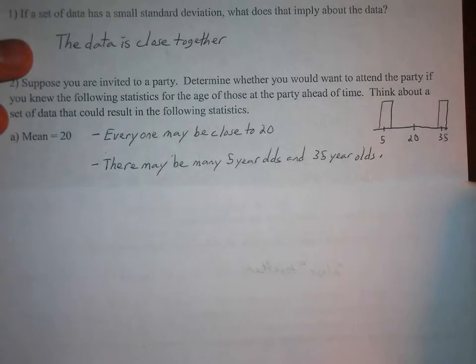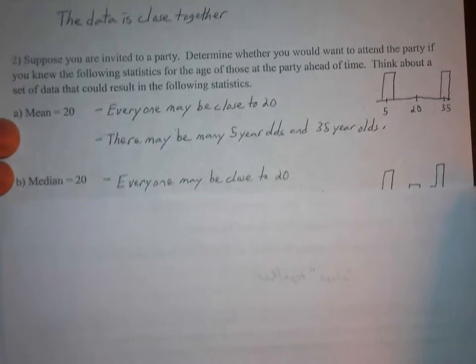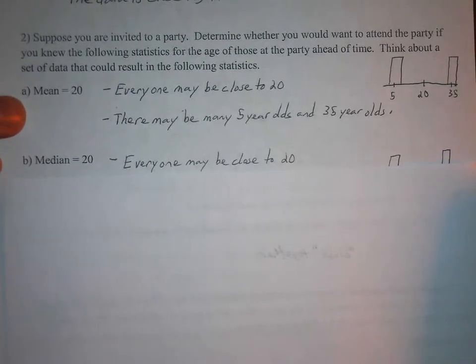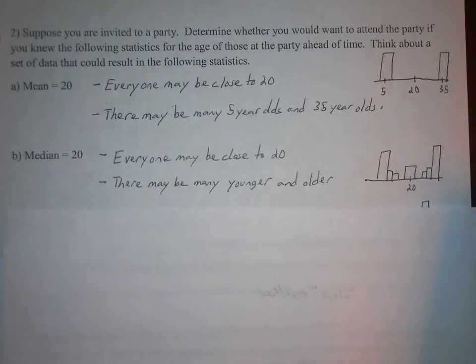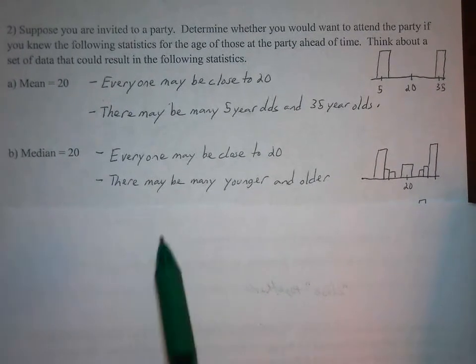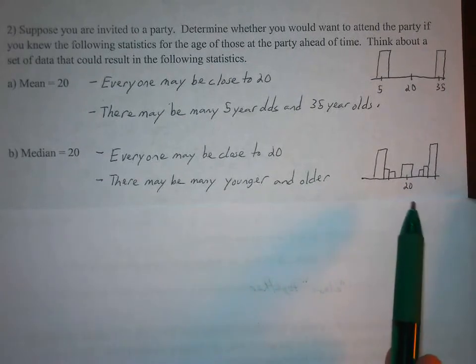Okay, so what about if the median is 20? Okay, so the middle number. Again, everyone may be close to 20. But it could also happen where you have many younger people, many older people, and it just so happens that 20 is the middle number.